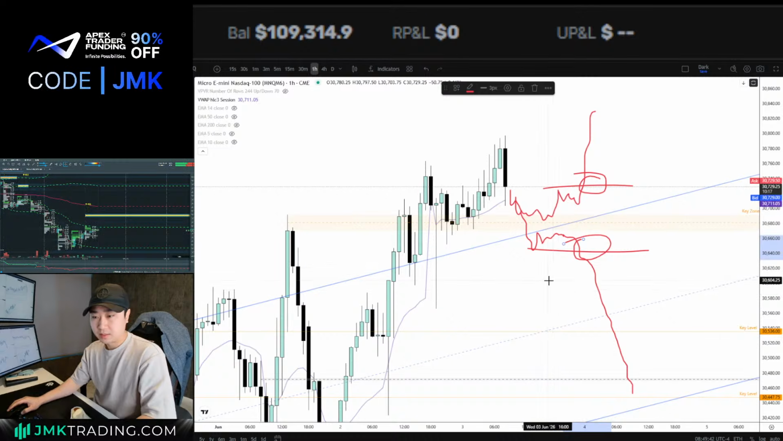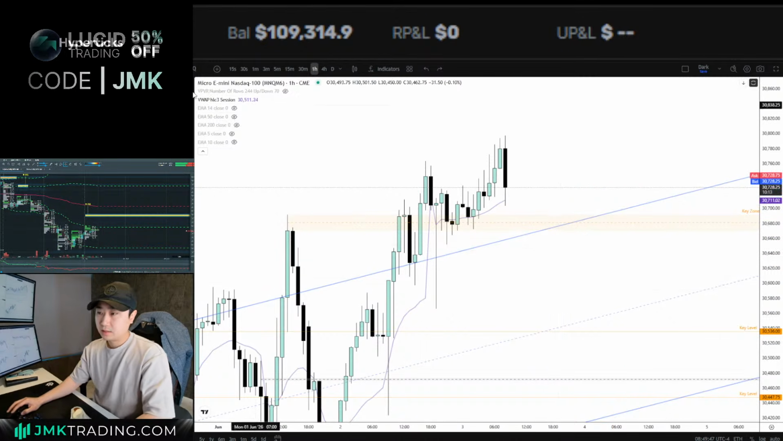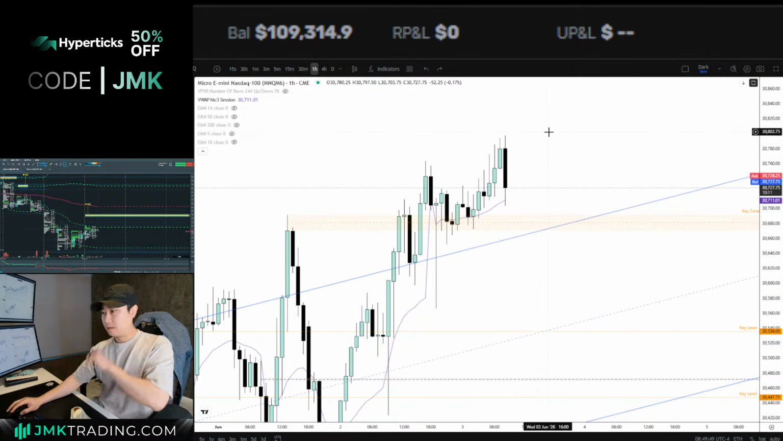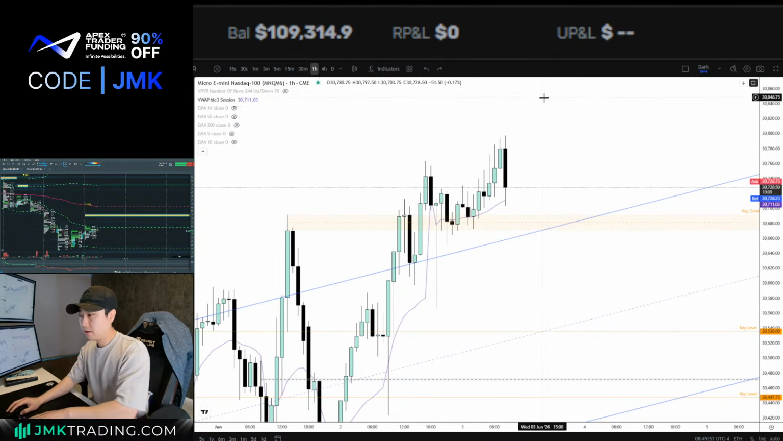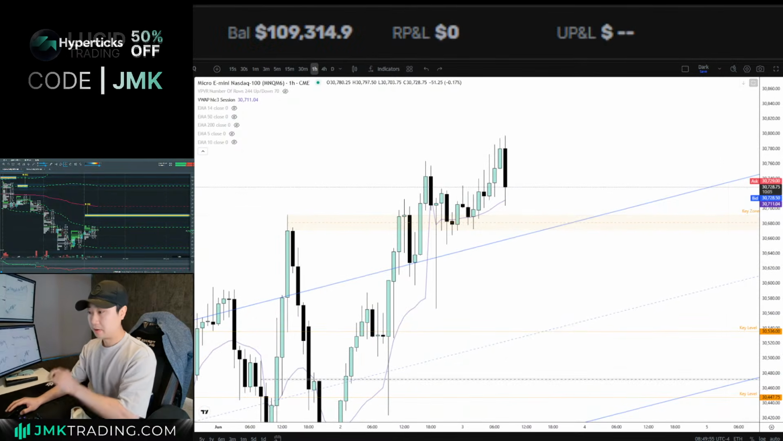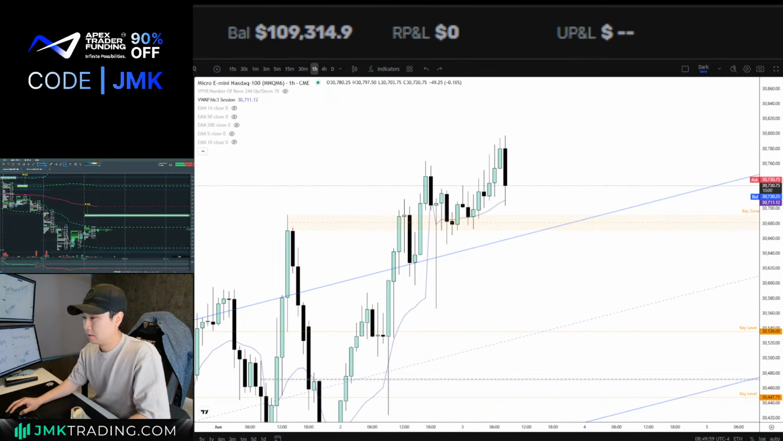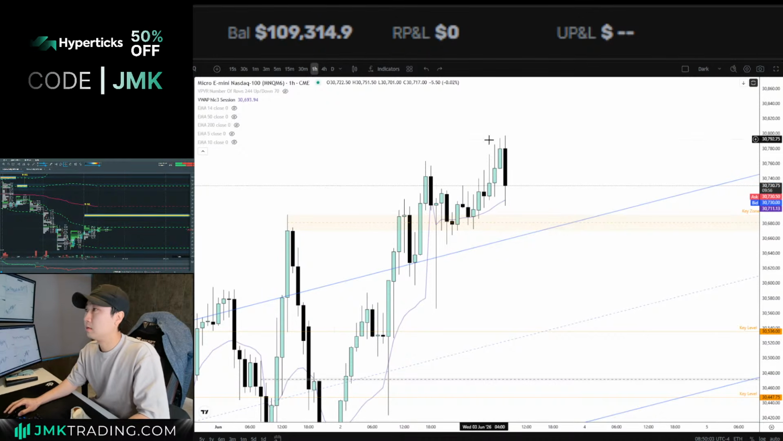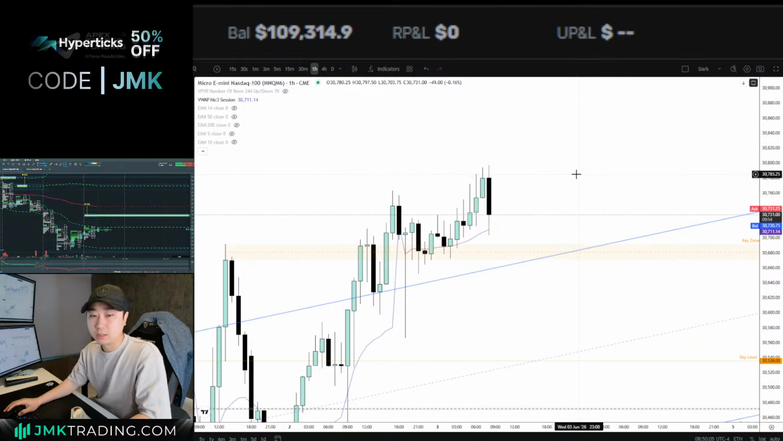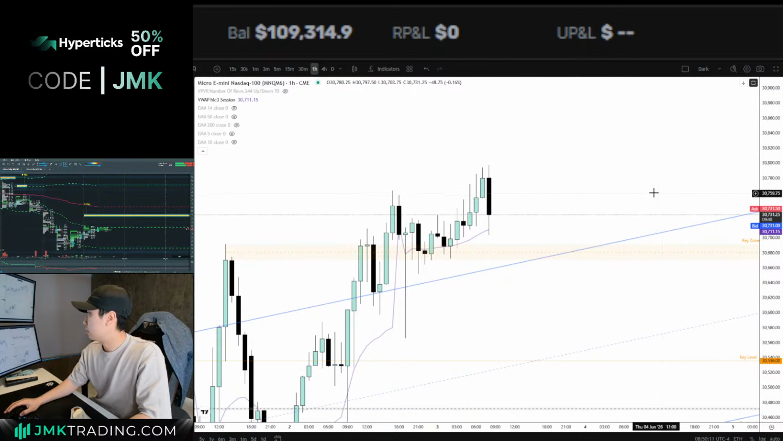What charts are the best in Hyperticks? I like to use Deep Charts. So Deep Charts, it's kind of hard to chart on it. I don't think the charting is very intuitive, but the trade manager is really nice. So I do like executing on Deep Charts, but I still do all my charting and analysis on TradingView.